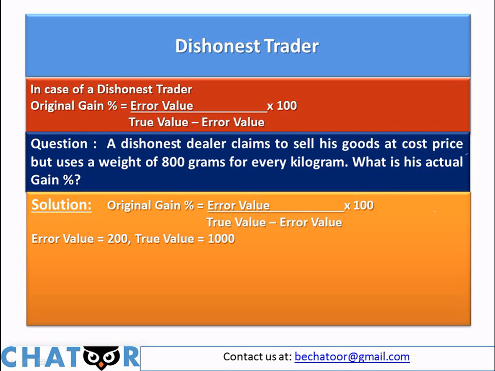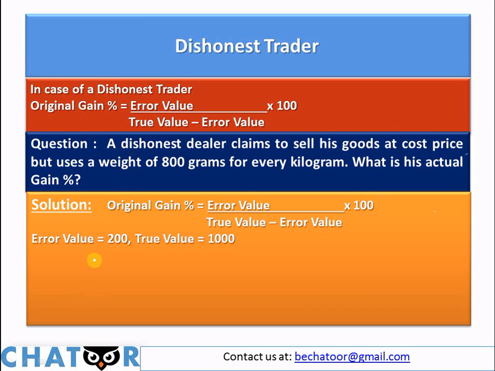Now, the formula is already written. It is error value upon true value minus error value into 100. The error value in this case is 200 grams, which is a kilogram, 1000 grams, minus the 800 grams which he is actually selling instead of a kilogram. So the error value, or the value for which he cheats, is 200 grams and the true value is 1000.